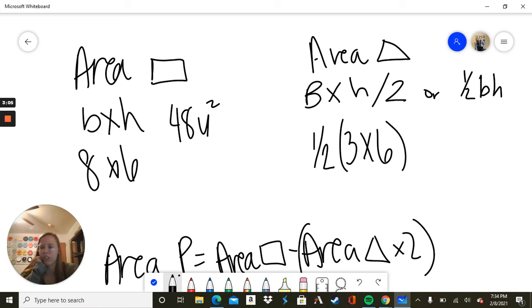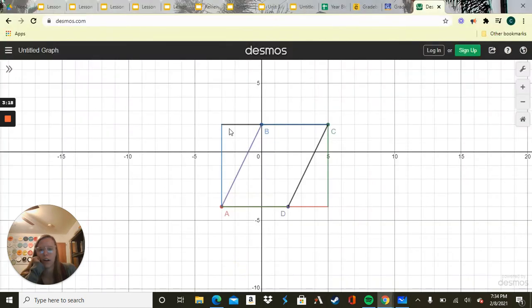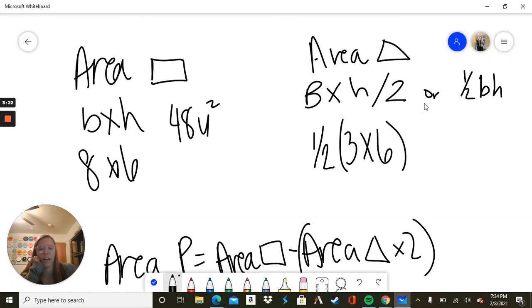Okay, so the formula for the area of a triangle is base times height divided by 2, or half the base times the height. So our height is 6, and if we go back here, we can see that our base is 3. 1, 2, 3. And that's the same for both. So they're going to have the same area. So if we take 3 times 6 is 18 times half, or divided by 2, we get 9 units squared. And that's the exact same for both our triangles.